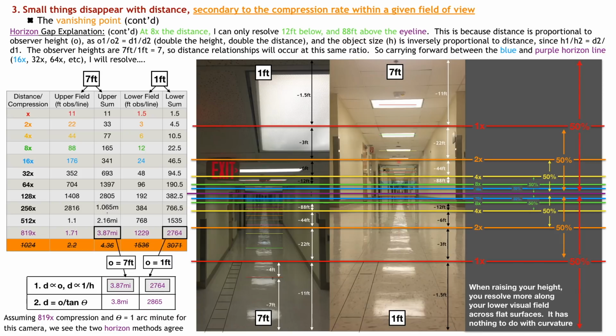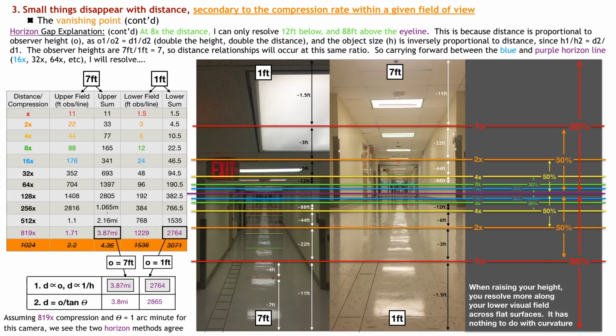So we can extrapolate this table out, and we see that if we carry it forward at about 819x compression, we've reached roughly what the angular resolution limit would be for a 1 arc minute resolution, which is roughly 2,764 feet away from us. So if I take d equals observer height divided by tan theta and find out what the number is, my vanishing line should be roughly 2,865 feet away.